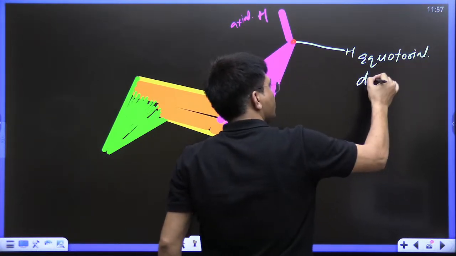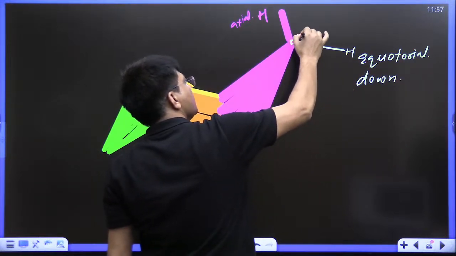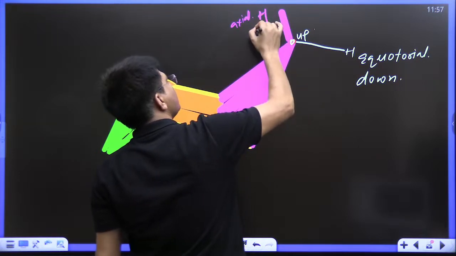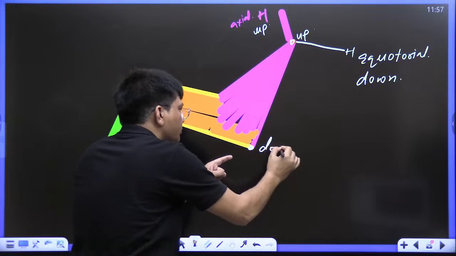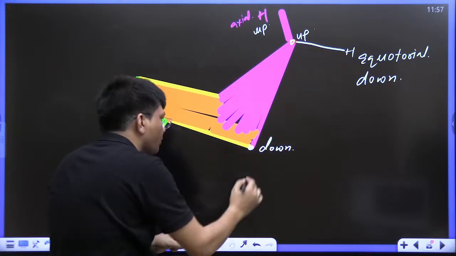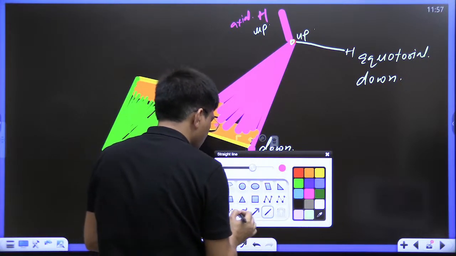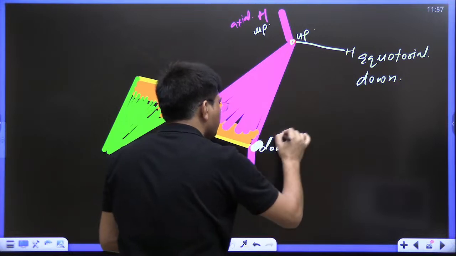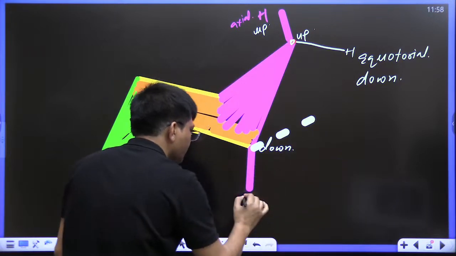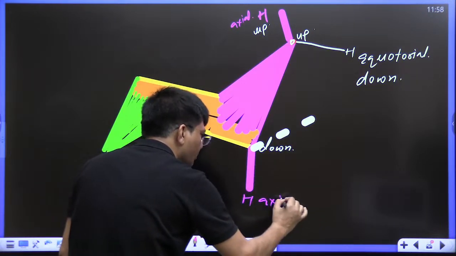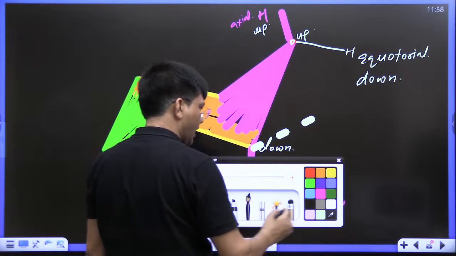Equatorial. This is going down, and this is going up, because this vertex is going up, so this axial is up. Now this vertex is going down, so its axial will go down, and the equatorial will go up. So this is axial hydrogen going down, and this is equatorial hydrogen going up.